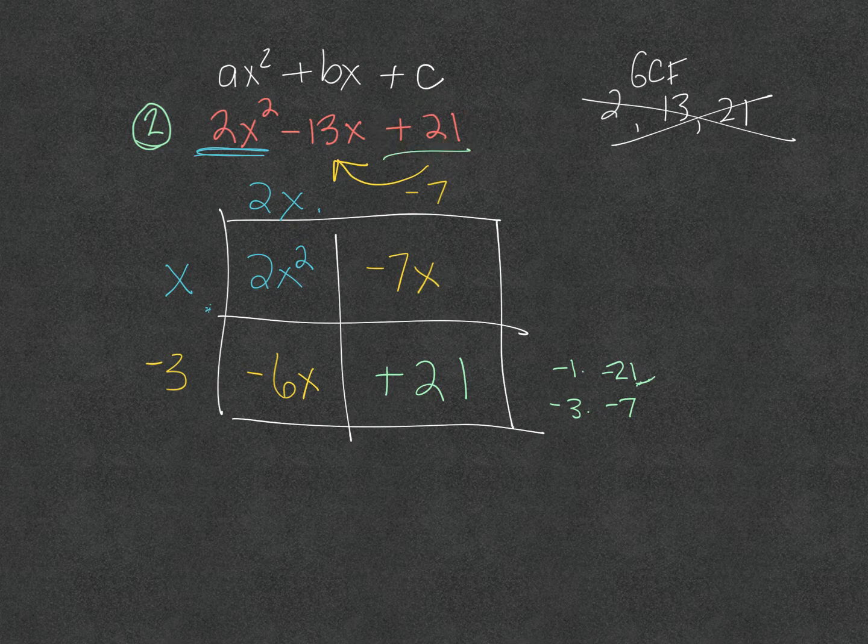And so now I need to write my final answer, which is going to be x minus 3 times 2x minus 7.